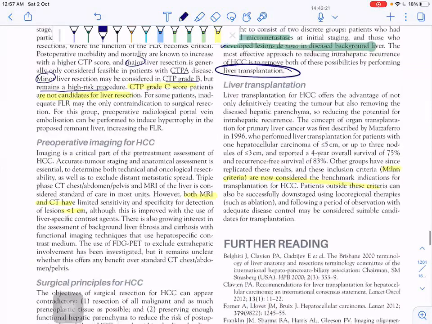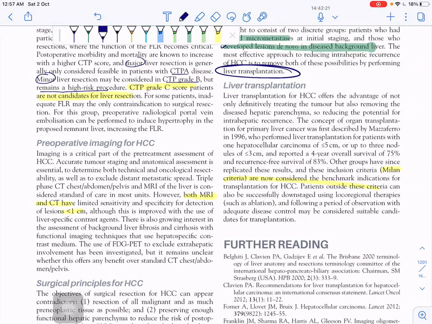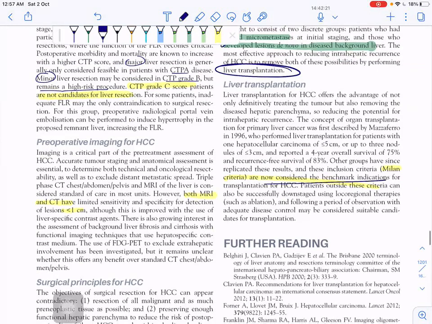So liver transplantation in hepatocellular carcinoma is explained by Milan's criteria. Milan's criteria is now considered the benchmark for the indication for liver transplantation for HCC. So what is Milan's criteria? Anyone can say? Single lesion less than 5 centimeter, or up to 3 lesions, each lesion less than 3 centimeter. This is Milan's criteria.